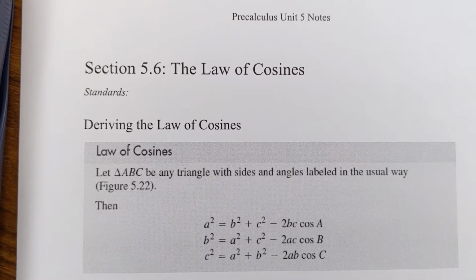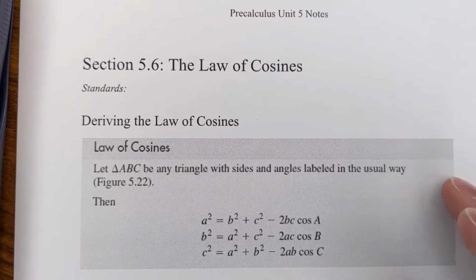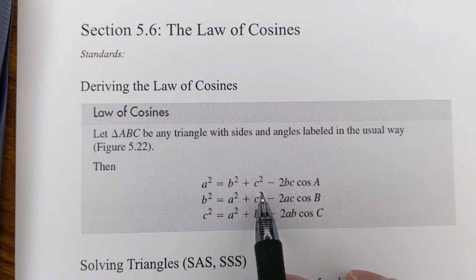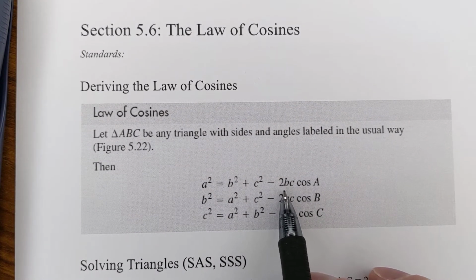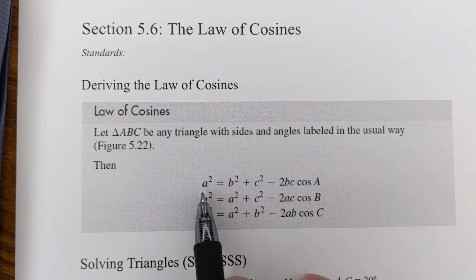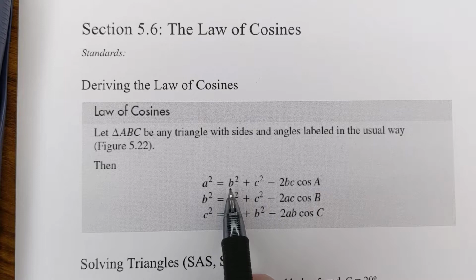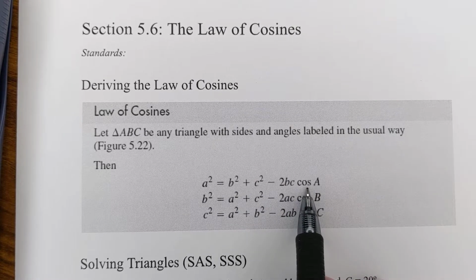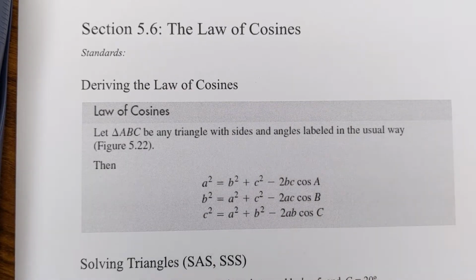Okay, here are the notes for section 5.6, the law of cosines. So here's our law of cosines: a squared equals b squared plus c squared minus 2bc cosine A. If you notice, the pattern actually holds for any side squared: it is equal to the other two sides squared added up, minus twice the product times the cosine of the angle you're trying to find. So pretty much, given this information, you're just plugging things in.